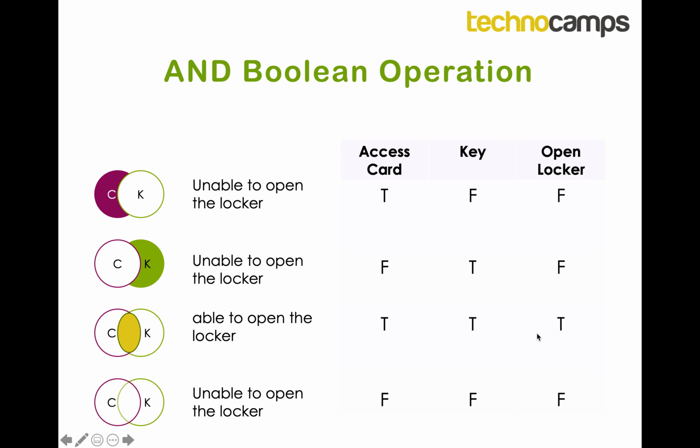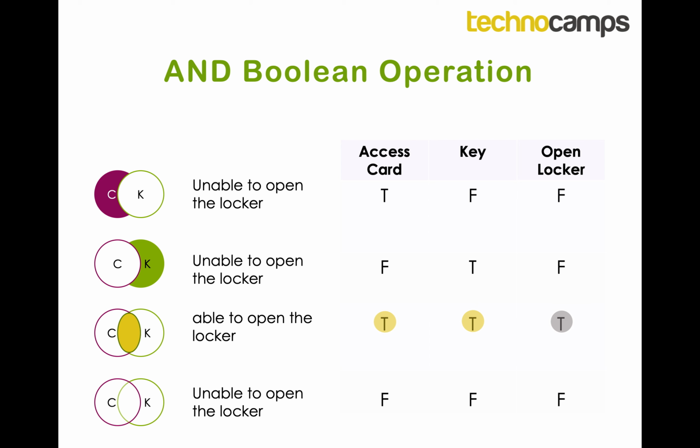So let's see what happens in this case. There's only one output where it has a true set. That means the action, open locker, is activated only on one condition. And what condition is that? When both my access card and the key are set to true. So irrespective of whether you have just an access card or the key, it wouldn't work. In this case, you have to have both of them together.